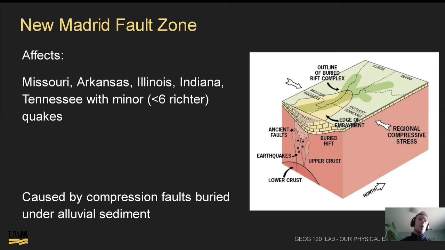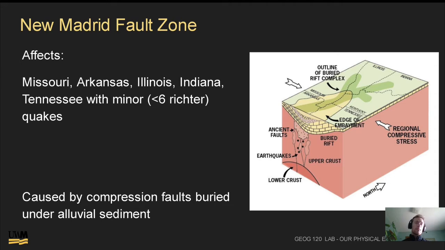Now, closer to home, you may be surprised to find that there is a fault zone with earthquakes that may happen every day in states such as Missouri, Arkansas, Illinois. These are very low intensity earthquakes. They're usually less than 5 or 6 on the Richter scale. So these are very minor, don't cause damage, much if any.